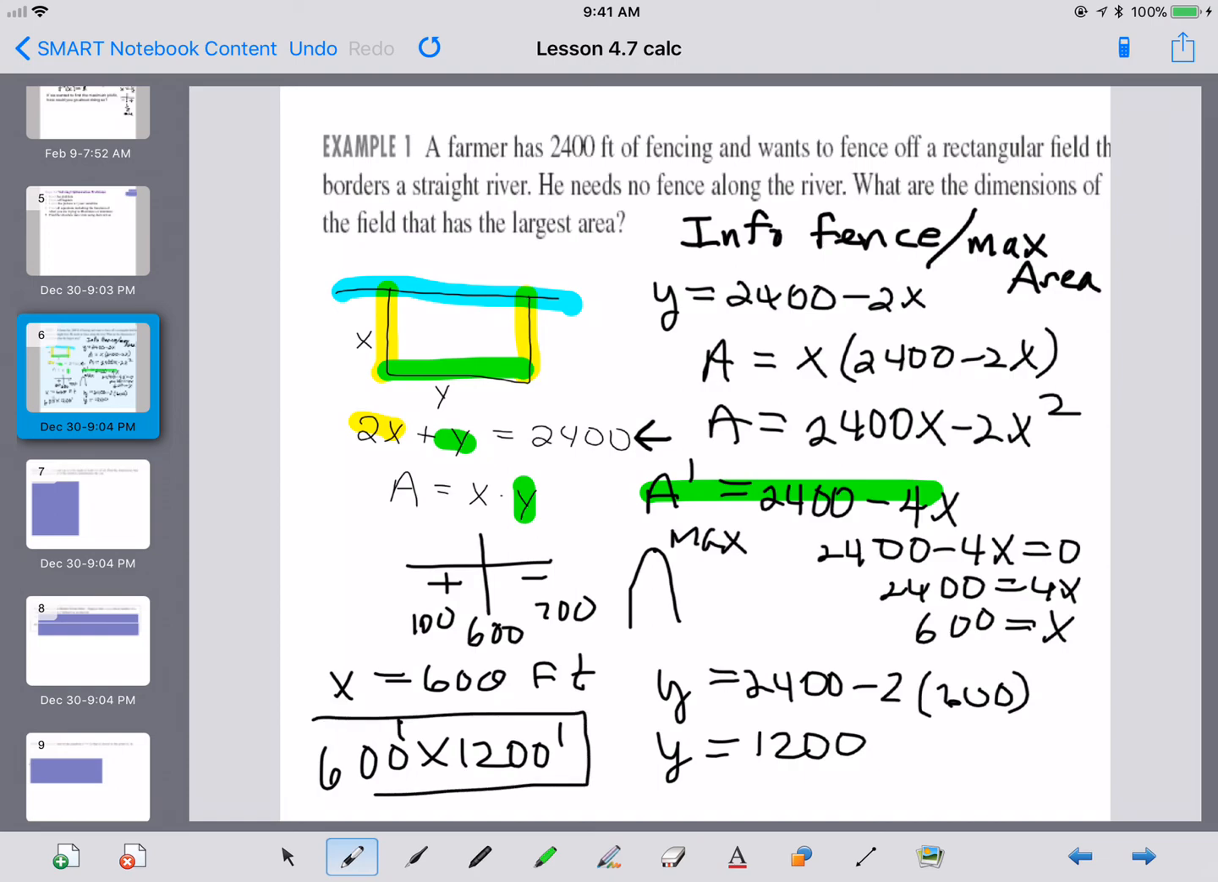Now, sometimes they'll say, what are the dimensions? Sometimes they'll say, what is the maximum area? Really, it's up to you to answer the question that they've asked. The maximum area would be to multiply that out, so 600 times 1,200. If they want the dimensions, they want both the x and the y. So just be mindful of what the question is that they've actually asked.